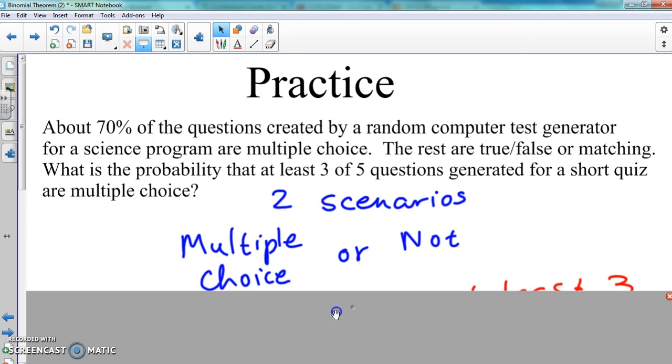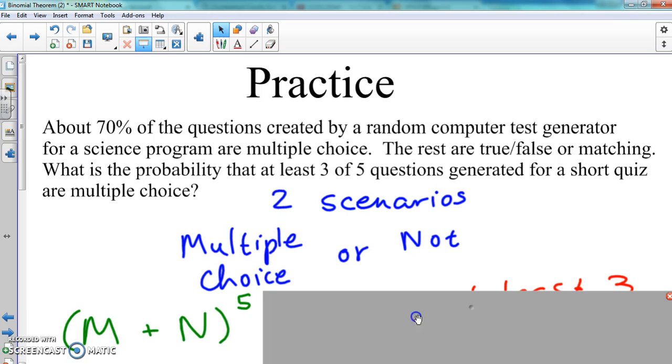Now here, there's m plus n because we're saying multiple choice and not. So I said m plus n. But if you want to use something else, m and t or something of that sort, that's fine too. Just remember what m means and what t means. But how many questions are there in all? So 3 out of 5, so it means there's 5 questions in all. That's why we had 5 right here, because that's the total number of questions.